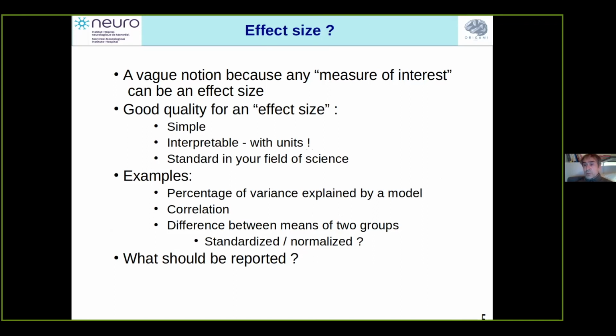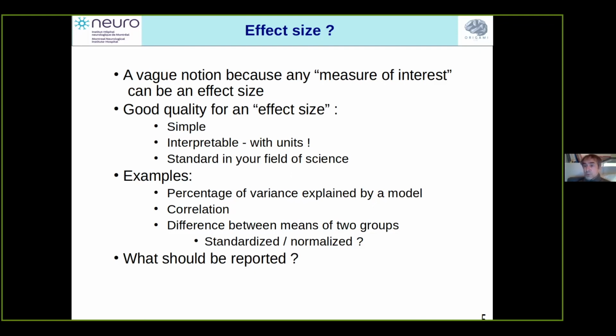But there are good and bad ones to some extent. The good quality effect sizes are simple, they are easy to interpret, they've got units, for instance, something like a height in centimeters, or a weight in kilograms, or things that you can interpret easily. And they're also standard in your field of research. So let's take some examples: percentage of variance, correlation, difference between means of 2 groups, and so on. Percentage of activity in the brain as measured with, for instance, BOLD, and so on.